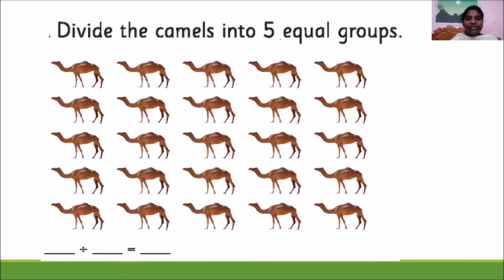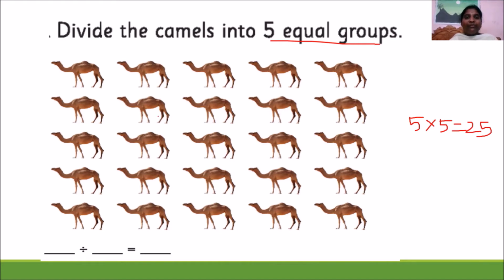Divide the camels into 5 equal groups. Look at the picture. Count and tell me the total number of camels. In the row, we have 1, 2, 3, 4, 5. In the column, we have 1, 2, 3, 4, 5. Then 5 multiplied by 5. 5 5s are 25. Totally, we have 25 camels.